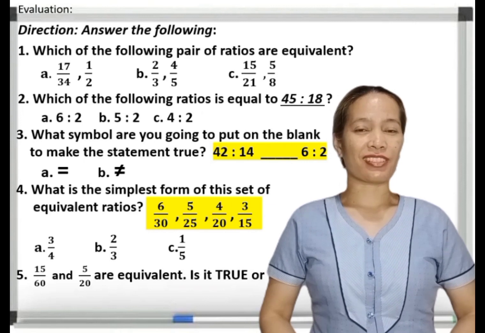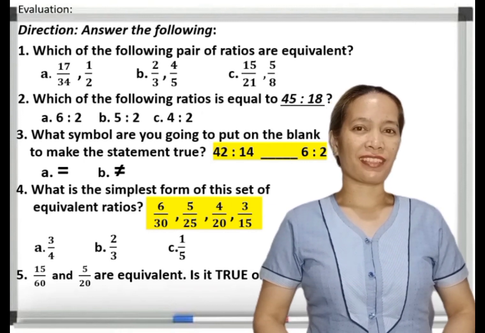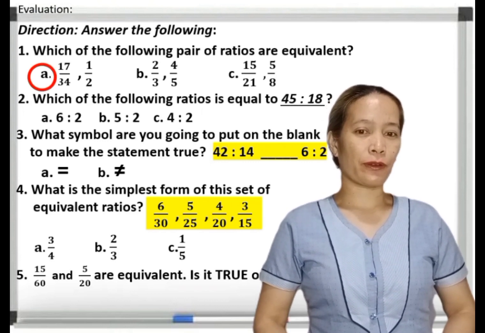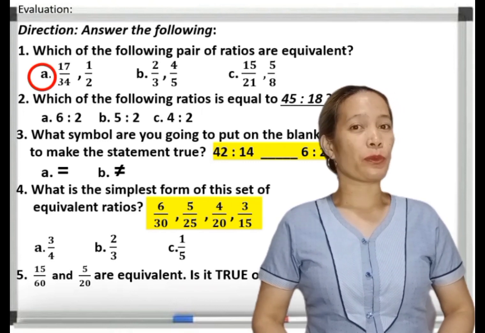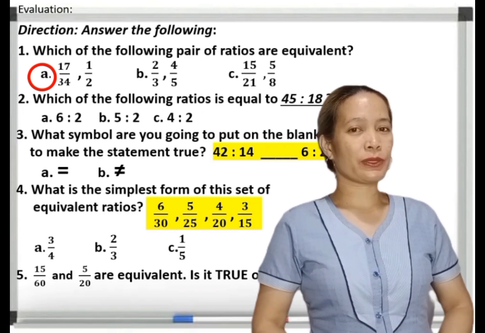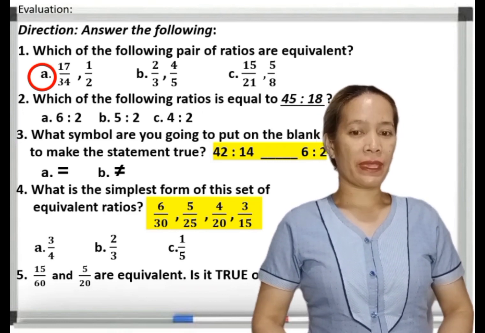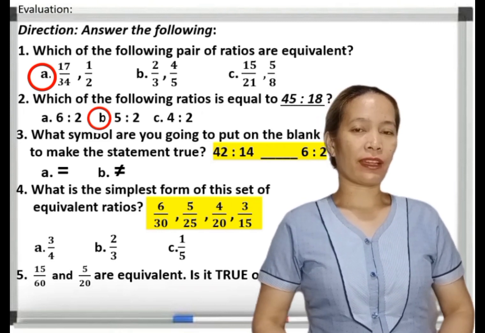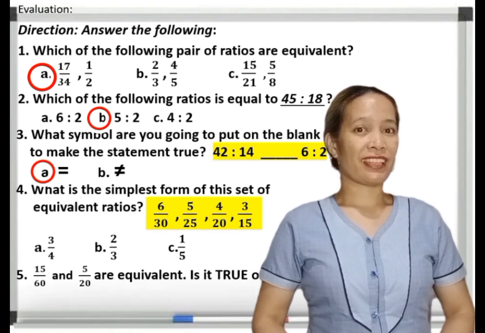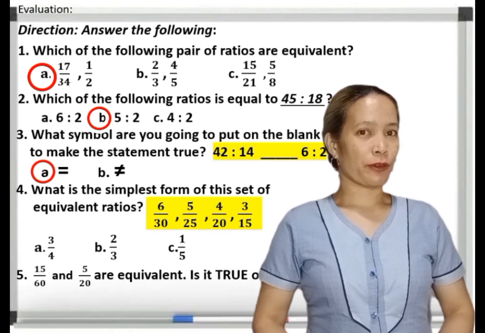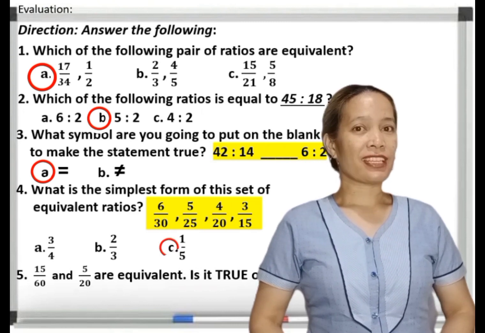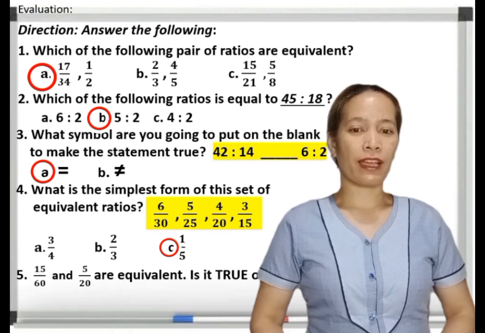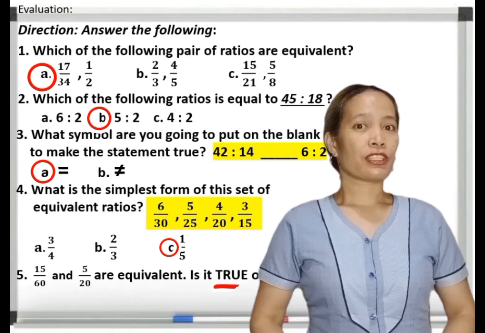Now, let us check your answers. Number 1, what is the answer? The answer is letter A, 17 over 34 and 1/2. Okay, number 2, the answer is letter B, 5:2. Okay, number 3, the correct answer is letter A, that is equal. Number 4, the correct answer is letter C, 1/5. And number 5, the correct answer is true.